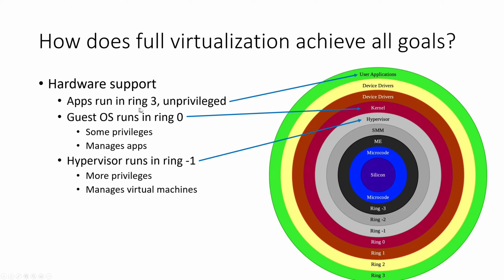So the applications will run in ring 3 with the least amount of privileges. And the applications are controlled by the guest operating system, which still runs in ring 0, unmodified. So the guest operating system has some privileges over the hardware and it can manage applications, but it doesn't have complete control over the hardware. The hypervisor runs in ring -1, so it has more privileges than the operating system, and the guest operating systems are managed by the hypervisor. So the hypervisor controls the guest operating systems just like the guest operating system controls the applications.